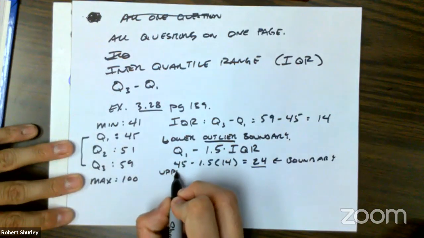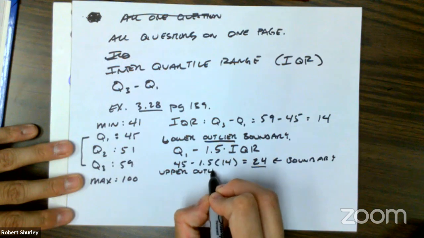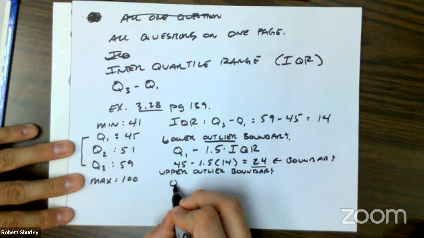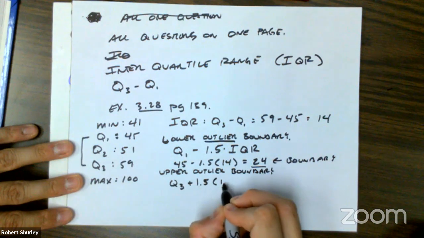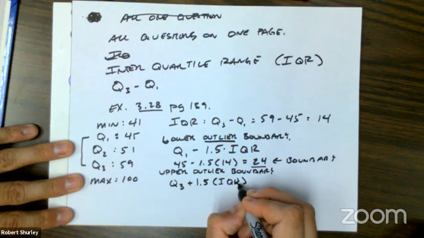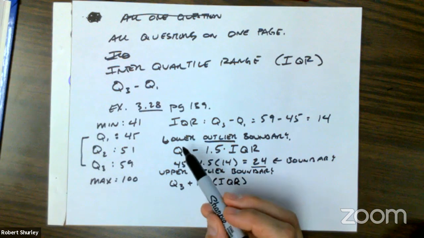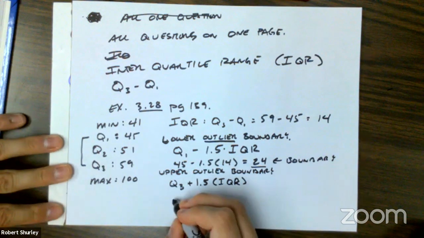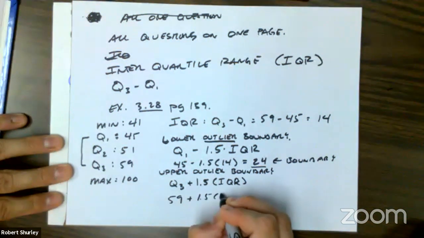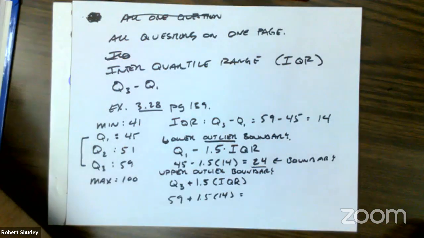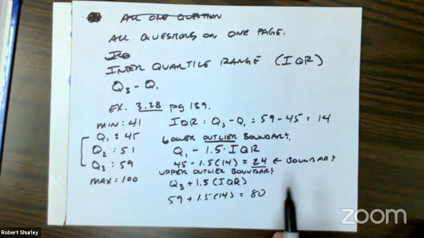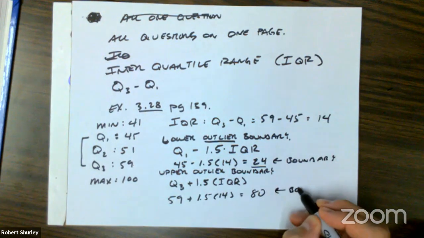Let's do the upper boundary now. It's going to be Q3 plus 1.5 times IQR. So now we're going to use Q3 instead of Q1 because Q1 is the bottom 25%. For the upper, we're going to use Q3 and we're going to add. So we'd have 59 plus 1.5 times 14. So we get 80. Okay, 80 is our upper boundary.